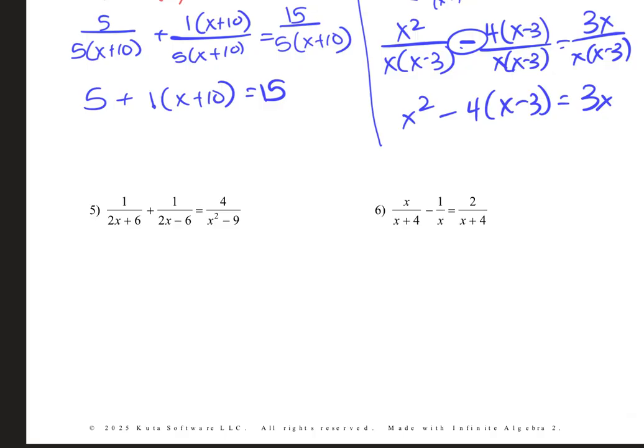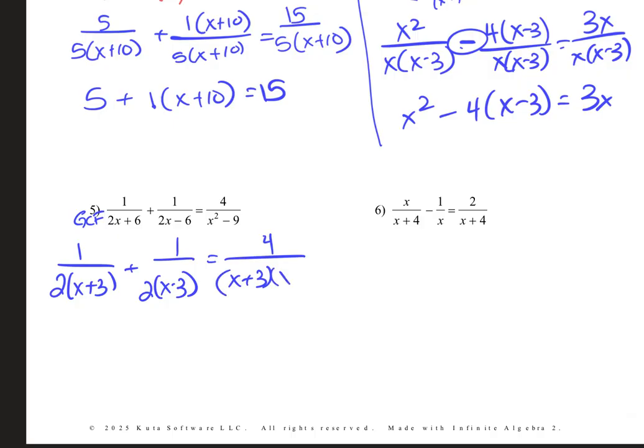Okay? Anything like this, I do want to just make sure you factor these so you can just see them. So this, I'm going to factor it and rewrite it. So this first one is 2 times x plus 3. This is GCF factoring. 1 over 2 times x minus 3. And this one is 4 over x plus 3, x minus 3.